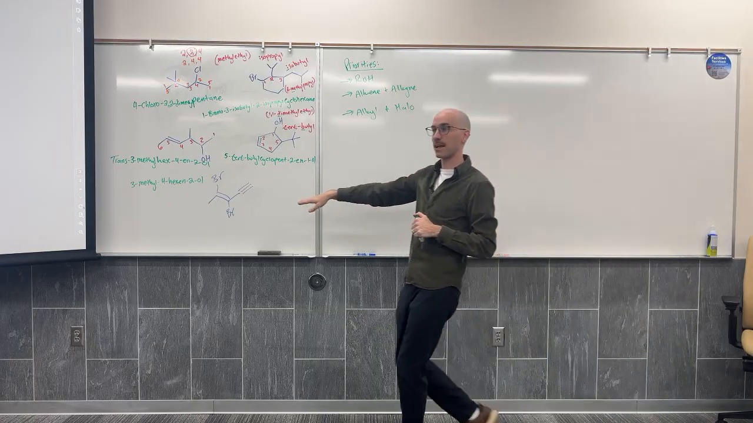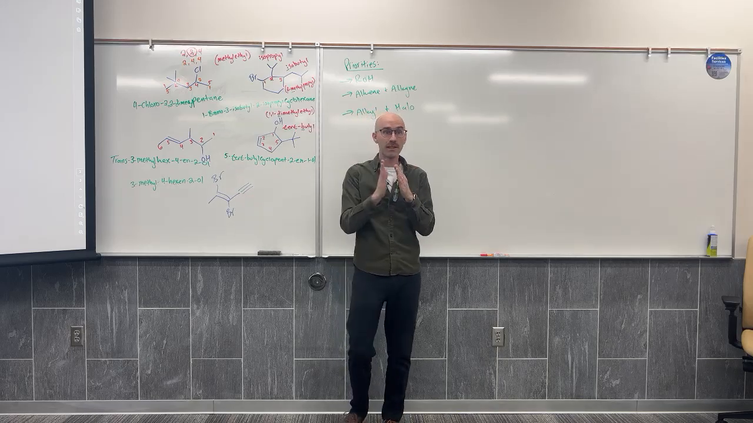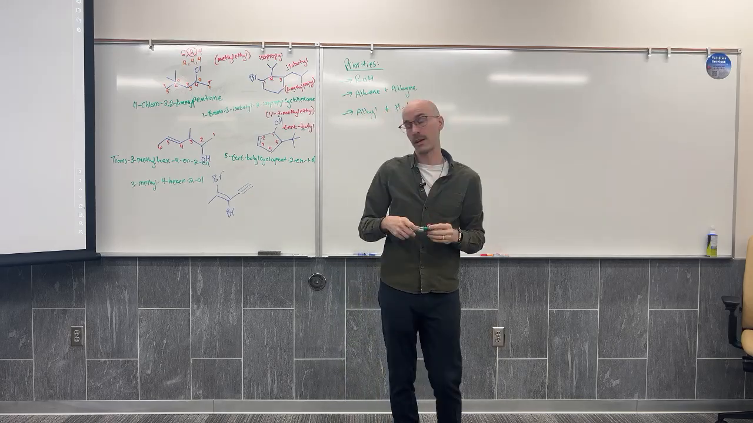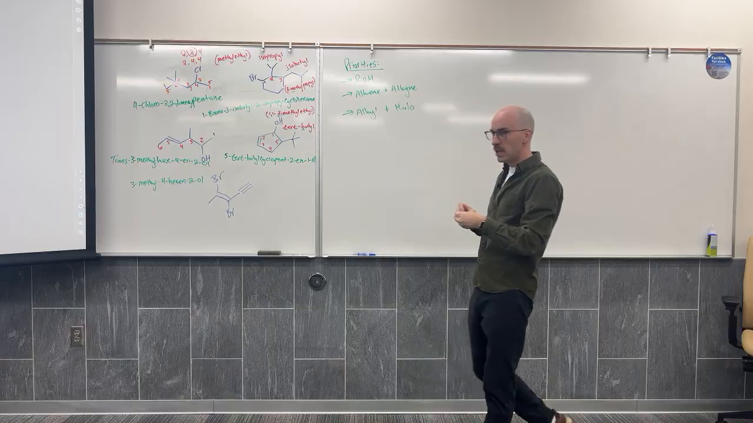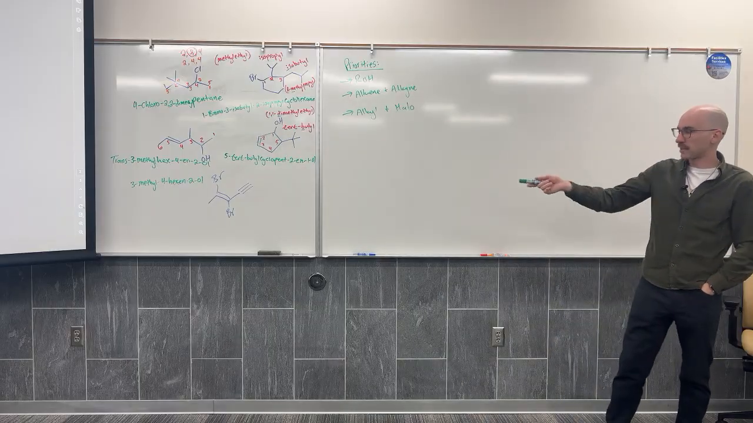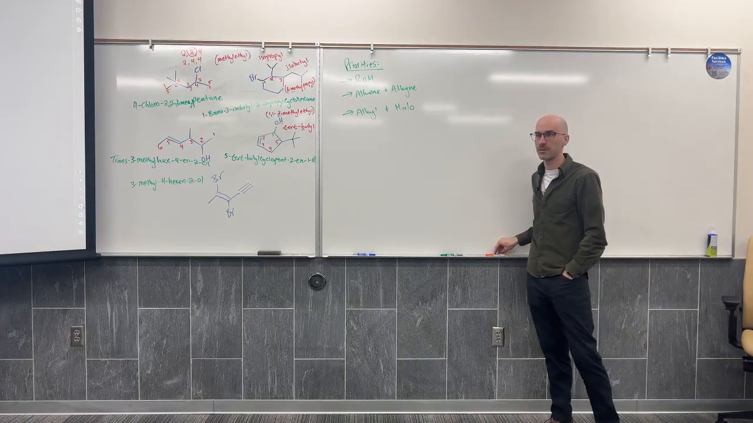Down here, again, I have a trans alkene. The bromines are actually the high priority groups, and the bromines are trans to each other. But now the question is, should I number this last compound from right to left or left to right?